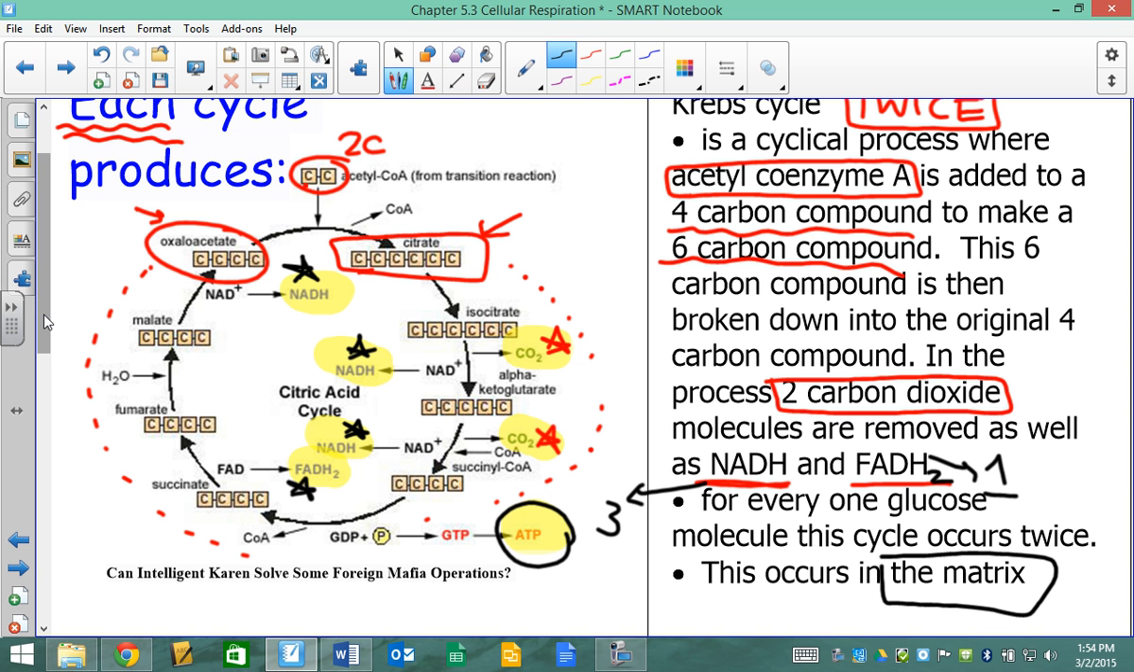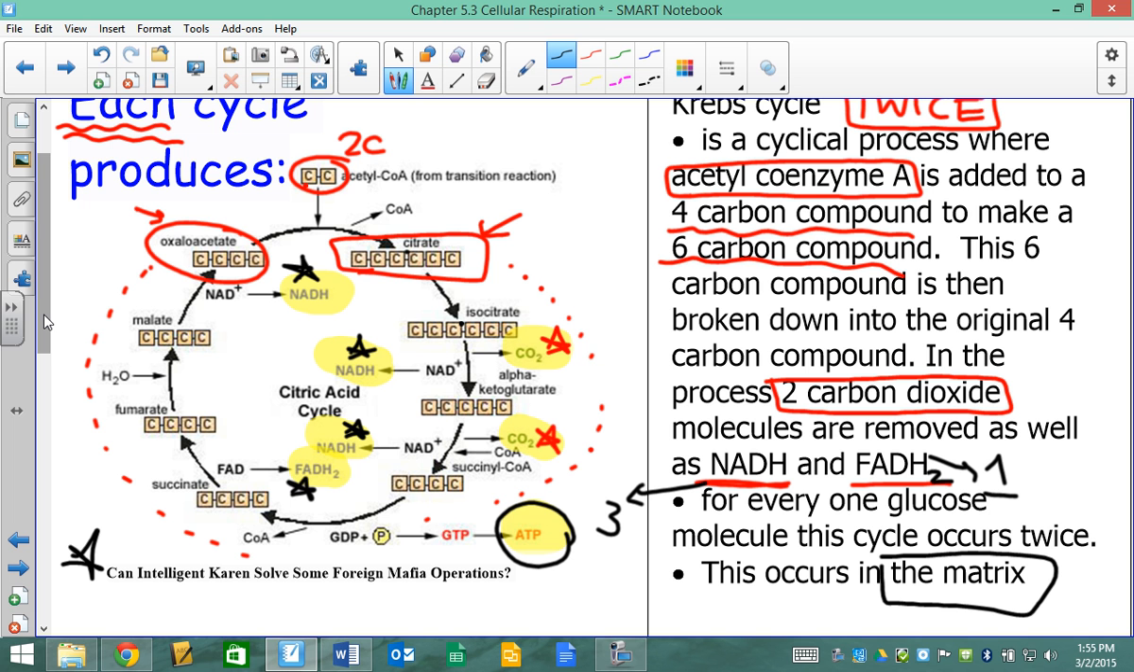Now in case you plan on continuing biochemistry and you'd like to know how on earth would I ever remember the names of all of those ridiculous named molecules, this is the mnemonic that I remember learning in my university life. Can intelligent Karen solve some foreign mafia operations? That sentence, the first letter of each word, is the first letter of each of the names of the molecules. Again, I'm not going to ask you the names. That's just in case you're interested, in case you'd like to know.